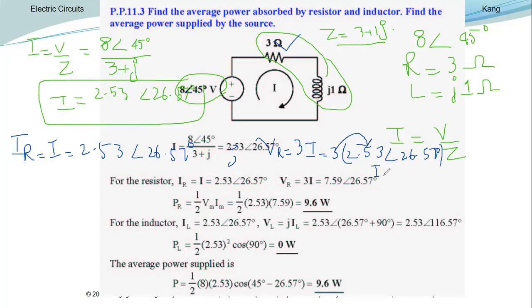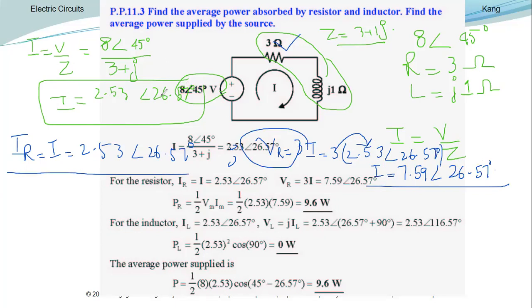So my VR value will be 3 multiplied by 2.53, which will be 7.59 with the angle of 26.57 degrees. So this is how we find the value of IR and then VR.